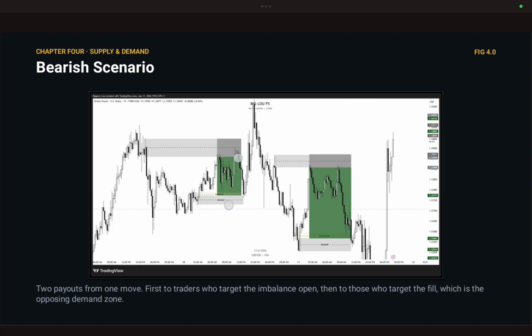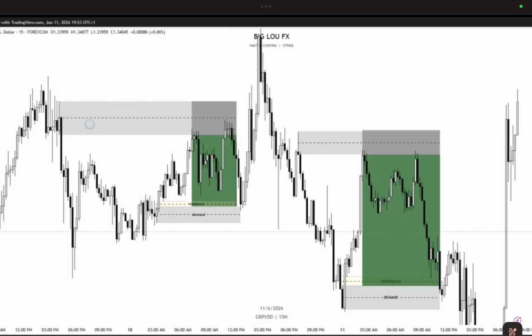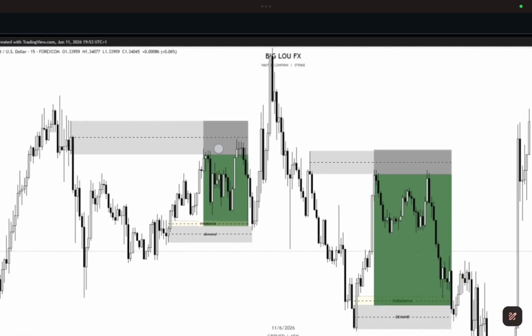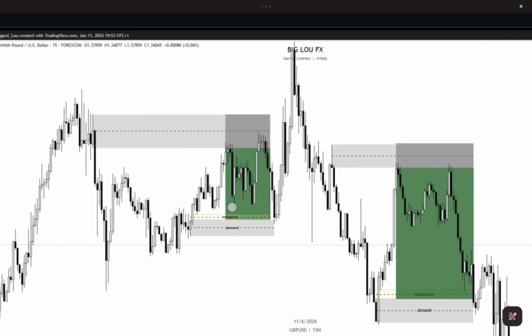In this example, you could see that price was coming from a supply level and price hits our imbalance. The first TP is structure low, it hit it. Second TP, imbalance open. TP3, demand zone. You could see how you set TP1, TP2, TP3. Your first take profit level is at the structural low. Second one, imbalance open. Third one, to fill the imbalance and mitigate the demand zone.